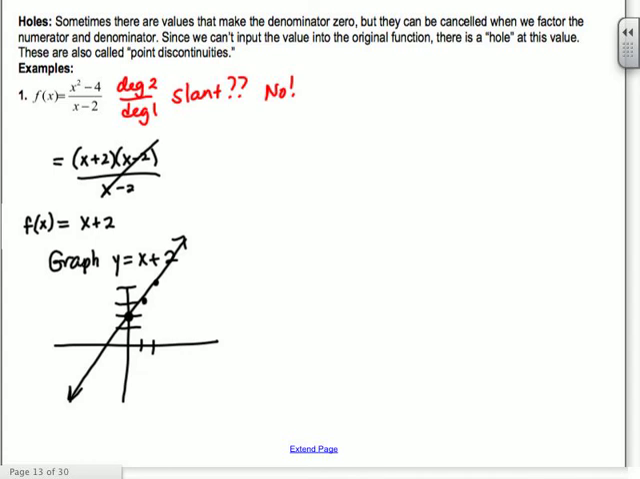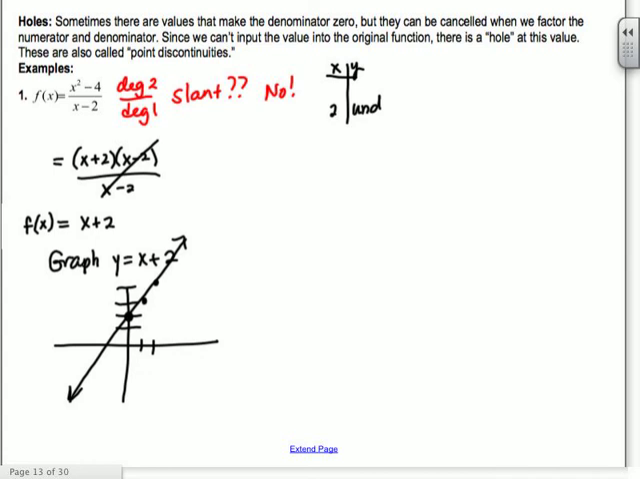Now think about if you made a t-table for the original. What can you not put in for x? Close, not -2, but 2, right? If you put 2 in, it's undefined. But right now, the way I've drawn it, it looks like at 2, we're at the point 4, right? It looks like at 2, 4, we have a point.